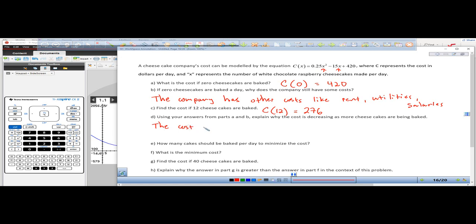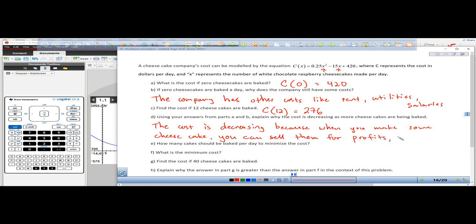The cost is decreasing because when you make some cheesecakes, you can sell them for profit, thus lowering your cost. That's why the cost is going down.